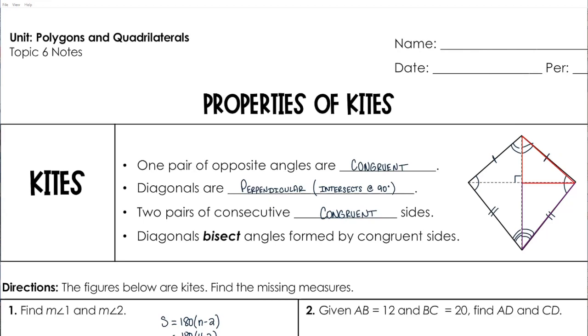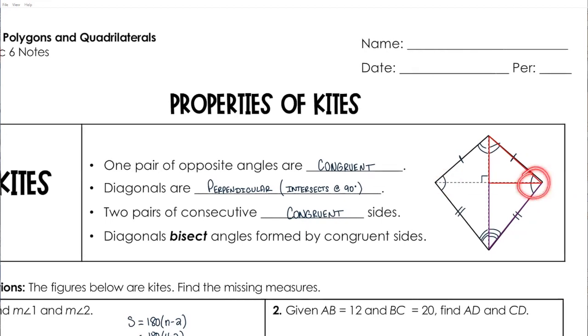Okay? So one pair of opposite angles are congruent. That's our fat angles. That's where our short sides and our long sides come together. So if you're looking at this diagram, that would be these guys through the middle. So it's where my short length and my long length come together. Those are always going to be congruent. Much like our rhombi, the diagonals are perpendicular, which means they intersect at a right angle. And remember, if one angle is a right angle, all four of them are.